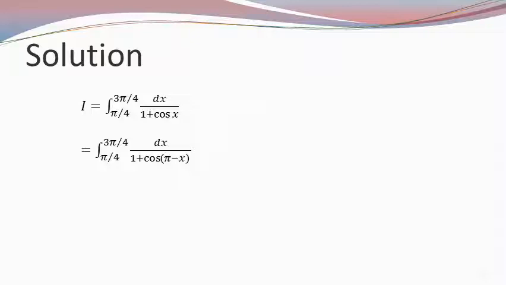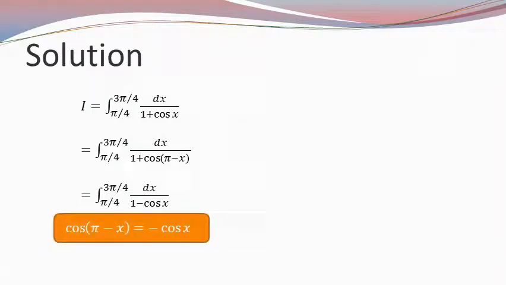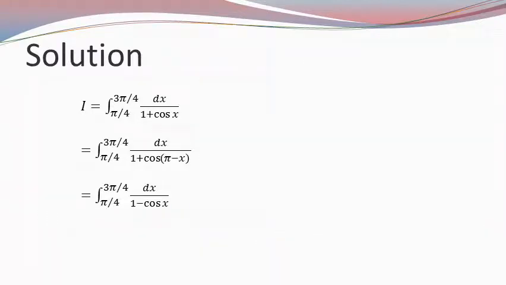Therefore, now using another property of trigonometric functions, we can write it down like this. Now we have used the fact that cos of pi minus x is equal to minus cos x. Now let's call this integral also I, because after all that's what we started from. Now adding the two integrals, we can say that 2I would be equal to this integral.